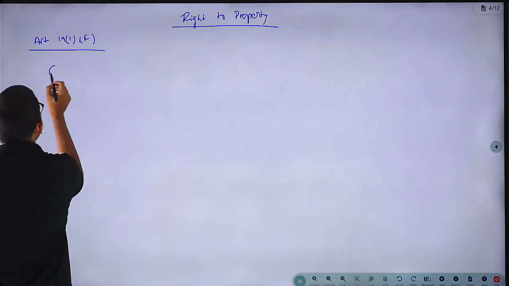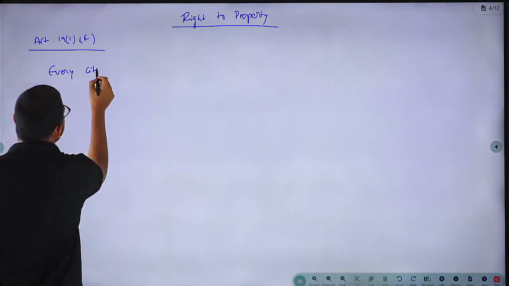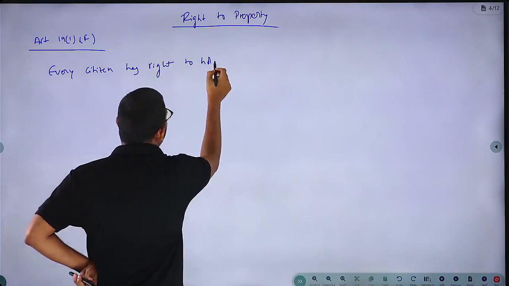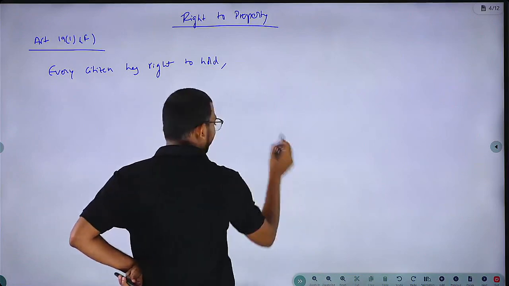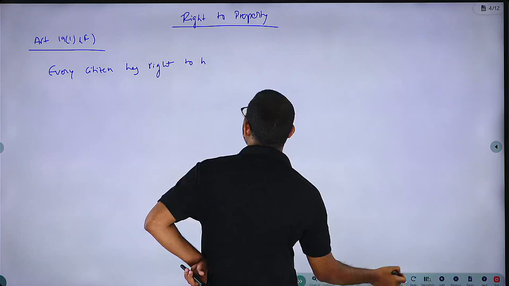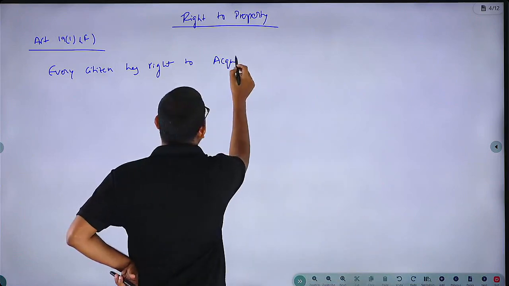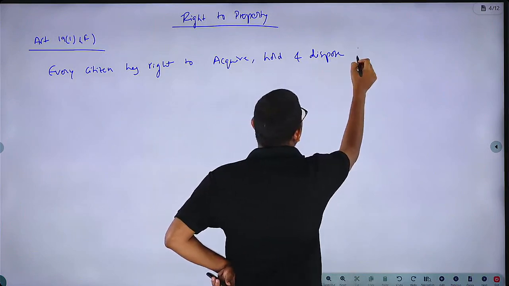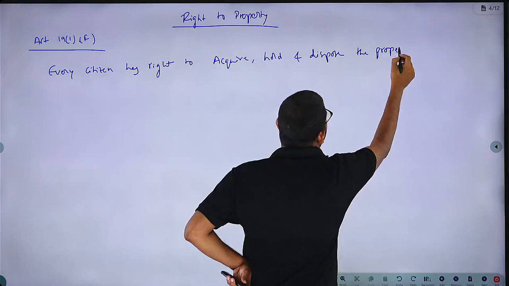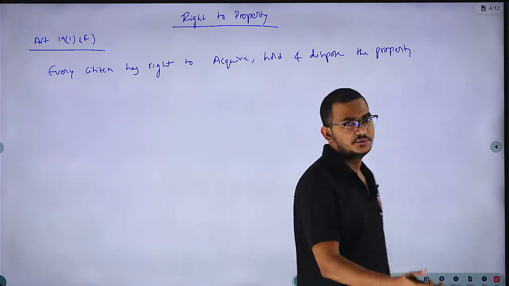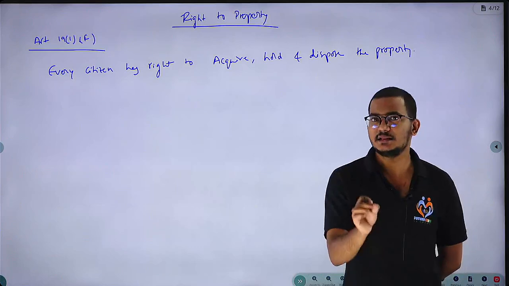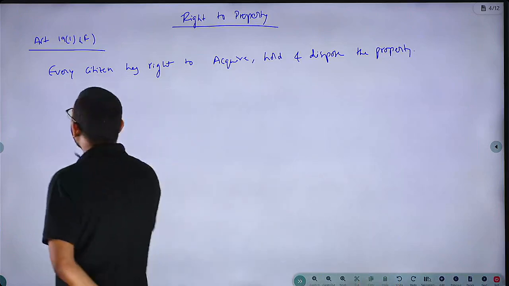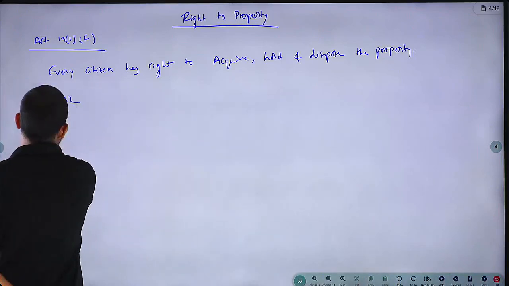It says that every citizen has the right to acquire, hold, and dispose of the property, which means you can buy, you can own, you can construct a building, and you can sell the property. So this is the right given by the constitution to the citizens. And one more right is Article 32, which also comes under right to property.